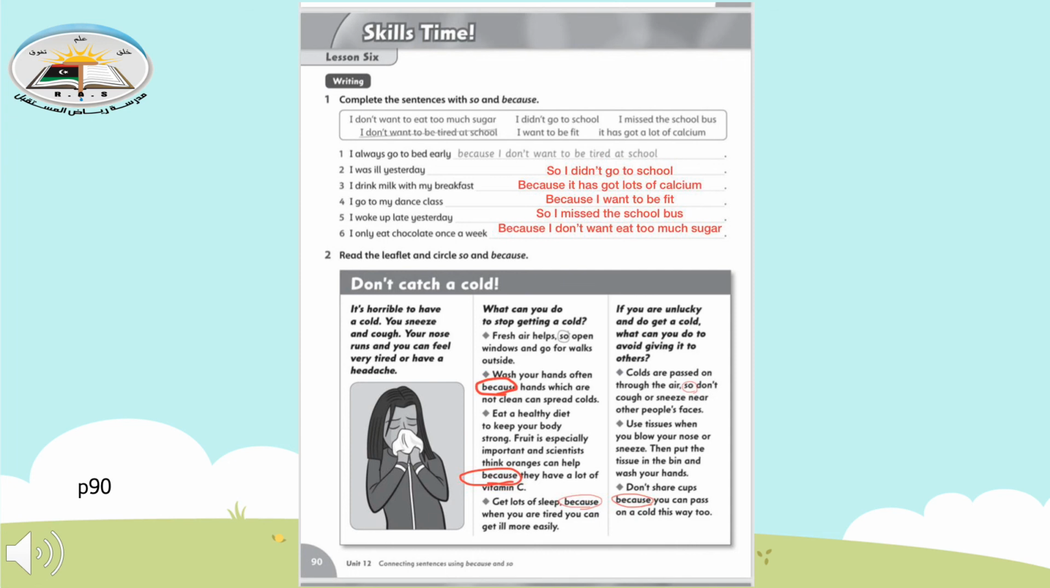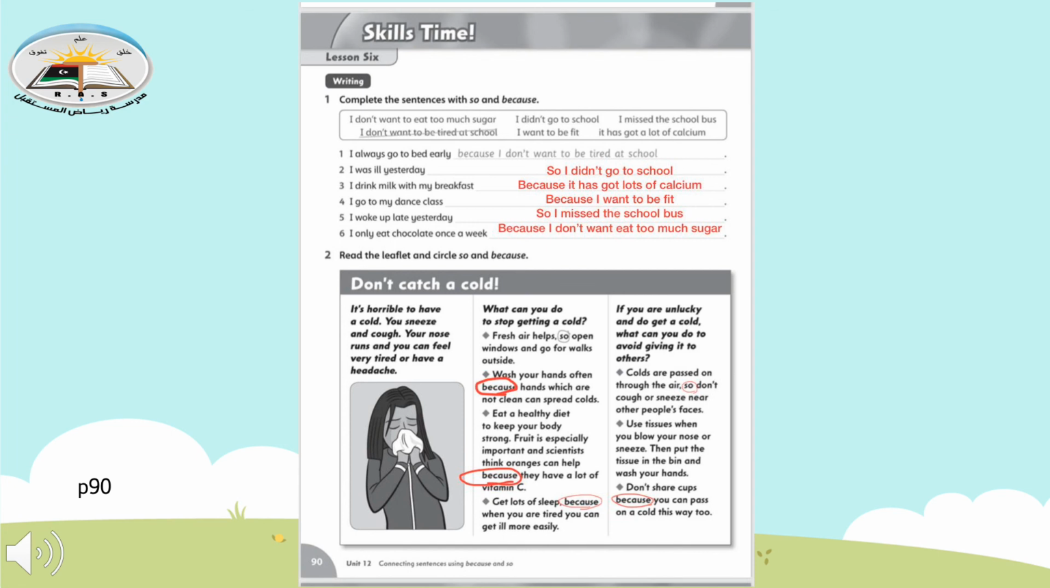Okay, so here we're talking about colds and getting sick. We gave 3 reasons how to avoid getting a cold: fresh air helps, wash your hands often, eat oranges, fruit and vegetables, and get lots of sleep. And we got 3 ways to avoid giving your cold to other people. Colds are passed through air, so don't sneeze on people's faces. Use a tissue and put the tissue in the bin when you're done with it. And then we said don't share cups or other kitchen utensils with other people.